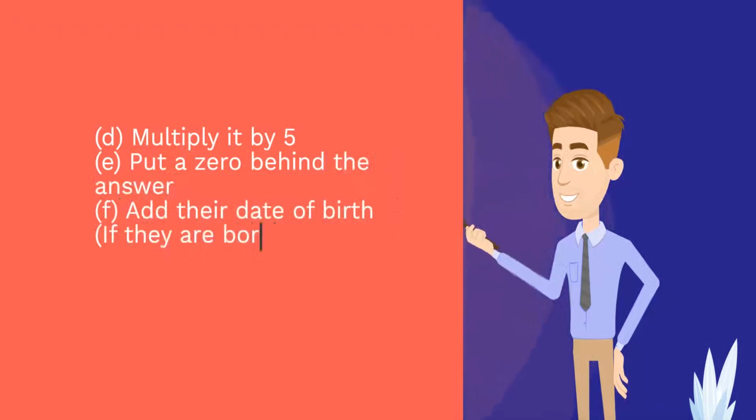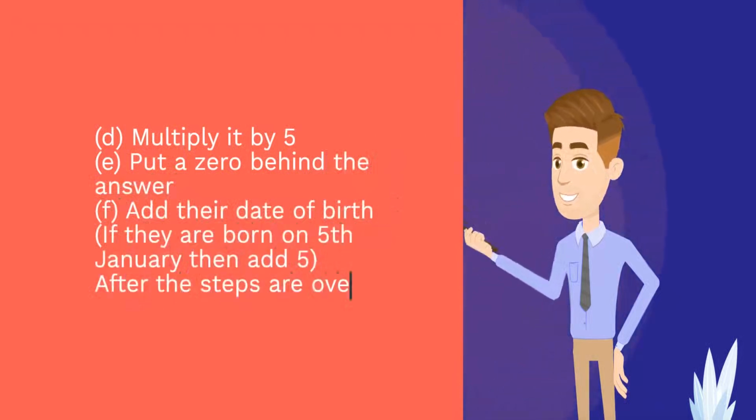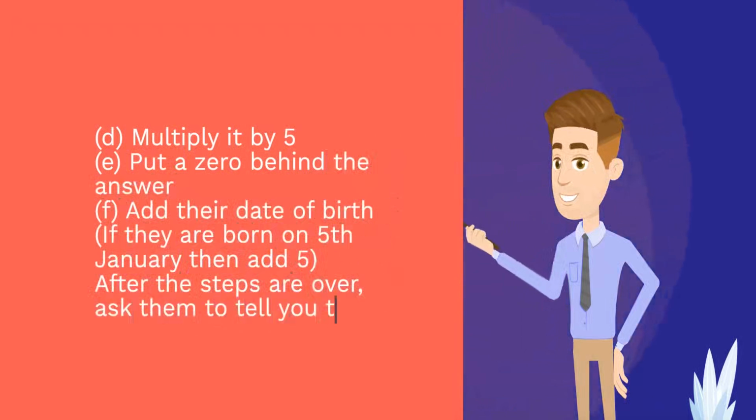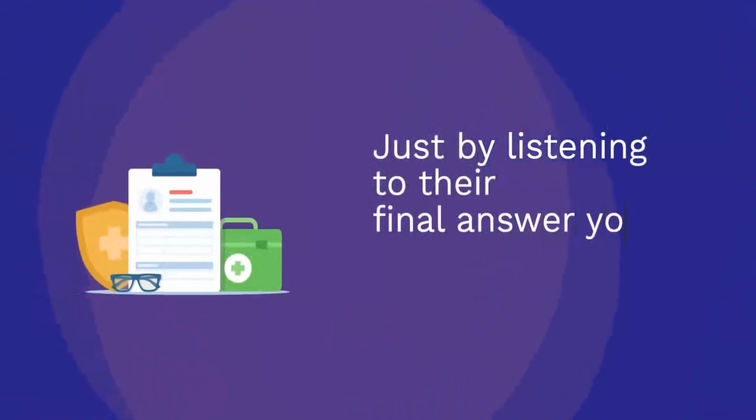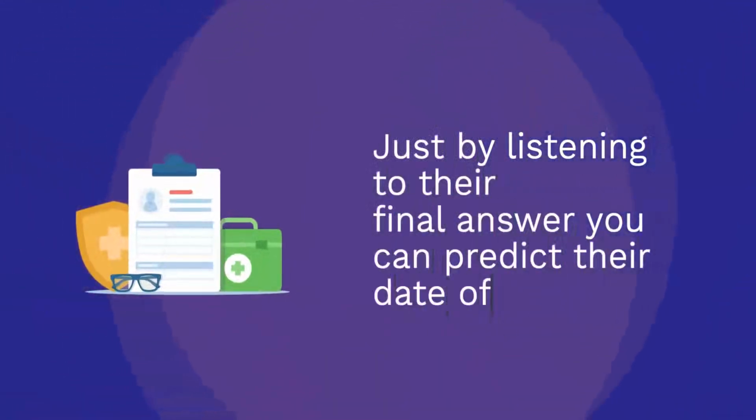F. Add their date of birth. If they are born on 5th January, then add 5 after the steps are over. Ask them to tell you the final answer. Just by listening to their final answer, you can predict their date of birth.